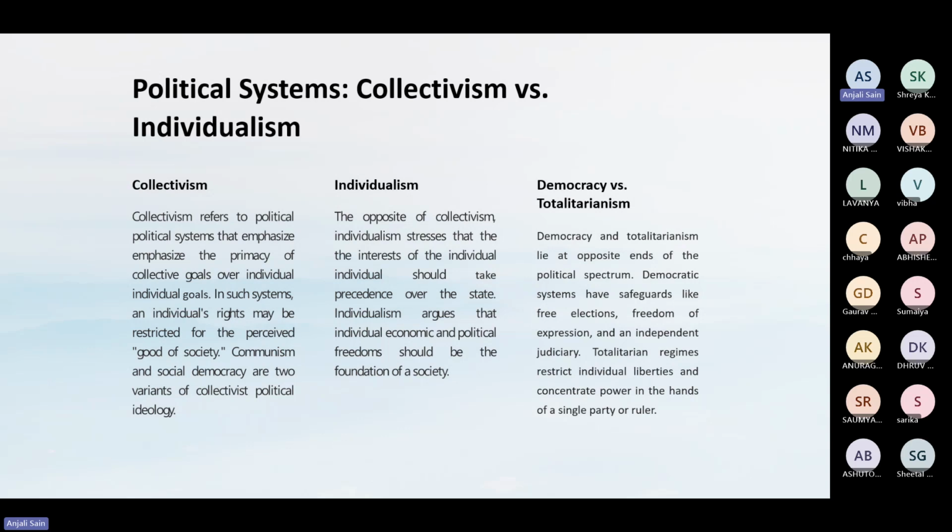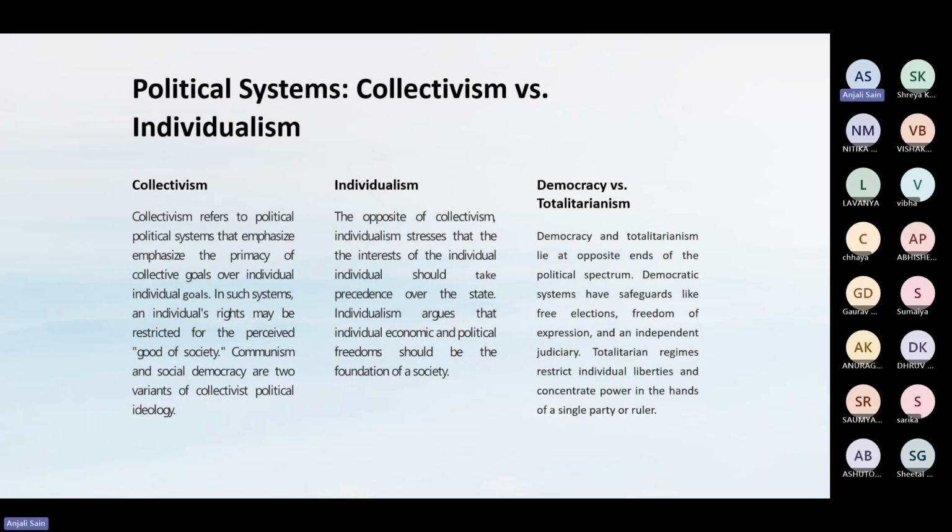That means I am creating goals at a society level. I am working at a collective level, not at the individual level. Communism and social democracy are the two variants of the collective political ideology. Next comes individualism. This is the opposite of collectivism, which stresses the importance of the interest of the individual. In this, I am focusing on the interest of the single individual over the interest of the state.